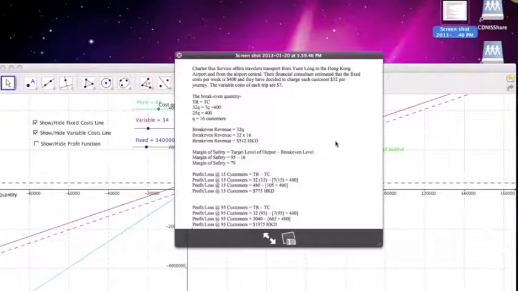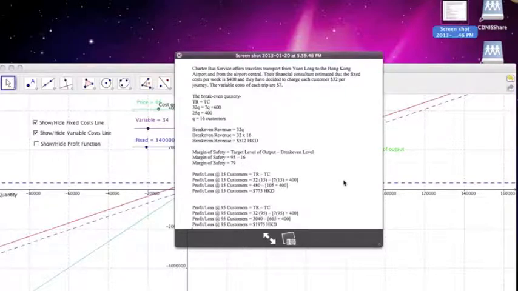The margin of safety would be calculated as the target level of output minus the break-even level. So it would be 95 minus 16, because of the 95 target level of output customers minus the break-even level of 16 customers. So the margin of safety would be 79 customers.